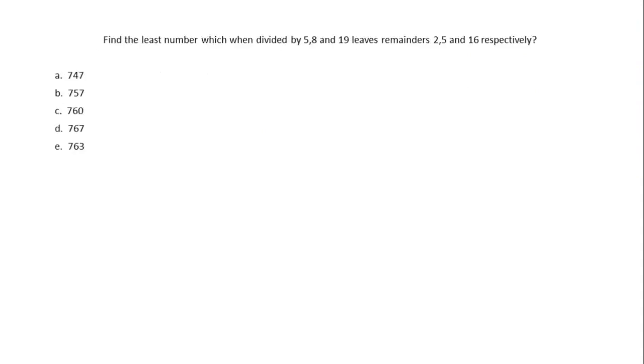See this question. Find the least number which, when divided by 5, 8, 19, leaves the remainder as 2, 5, and 6. When I divide the number by 5, it should give you the remainder as 2, by 8 the remainder 5, and by 19 the remainder 6.